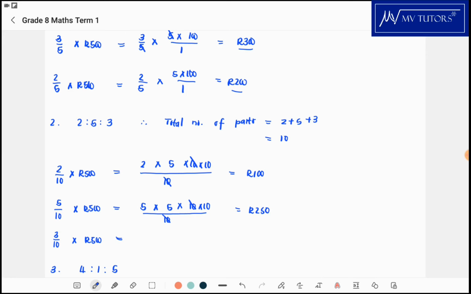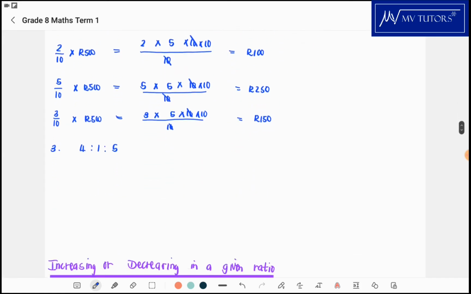And now 3 parts of 10. So I'm just going to say 3 times the 500. Again, I'm going to say 5 times 10 times 10, and that's going to be divided by 10. So 10 divided by 10 is 1. 3 times 5 is 15. 15 times 10 is 150. Alright, so that is how we were going to divide 500 with the ratio 2, 5, and 3.